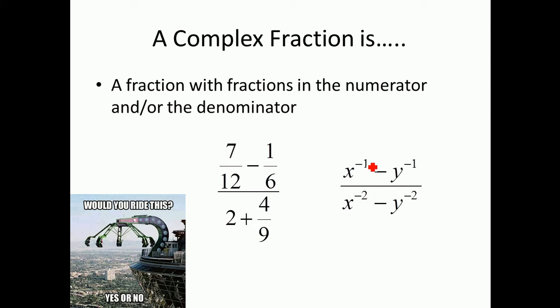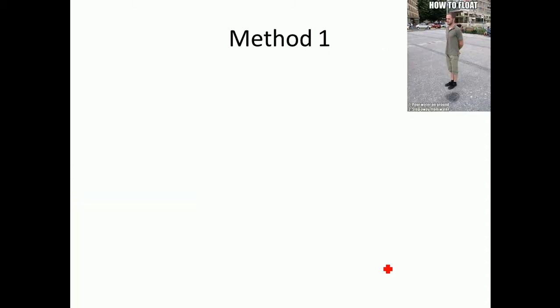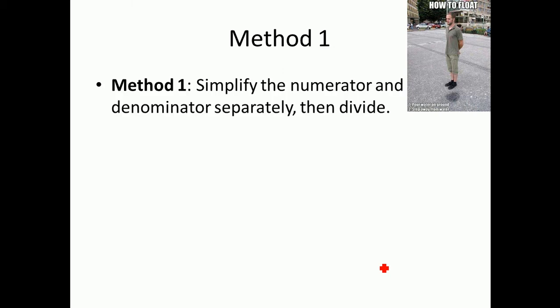The other way you can write the reason why this is a complex fraction is because x to the negative first equals 1 over x. So that means this whole thing can be rewritten. That being 1 over x minus this being 1 over y. This in the bottom being 1 over x squared. And this right here being 1 over y squared. So you can see now it's a complex fraction. Fractions inside of fractions. Let me show you the first method of how to deal with complex fractions.